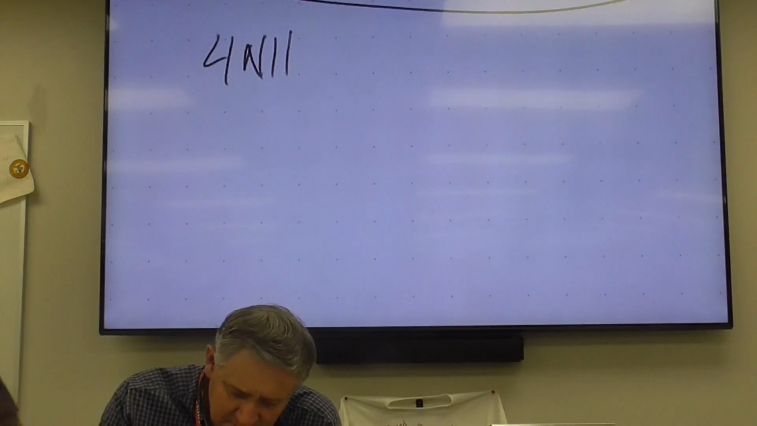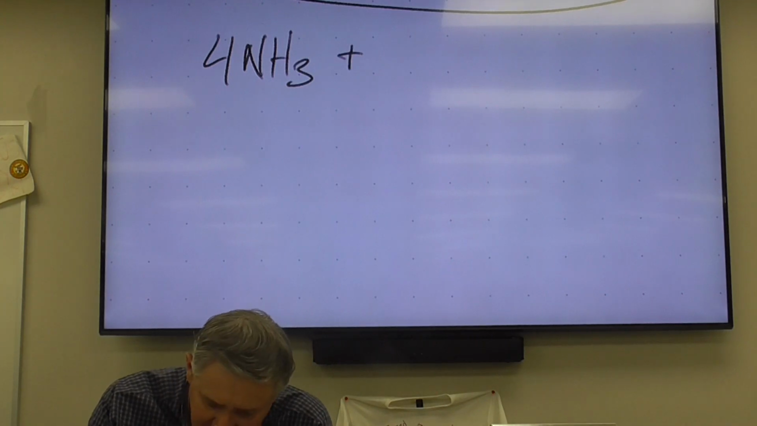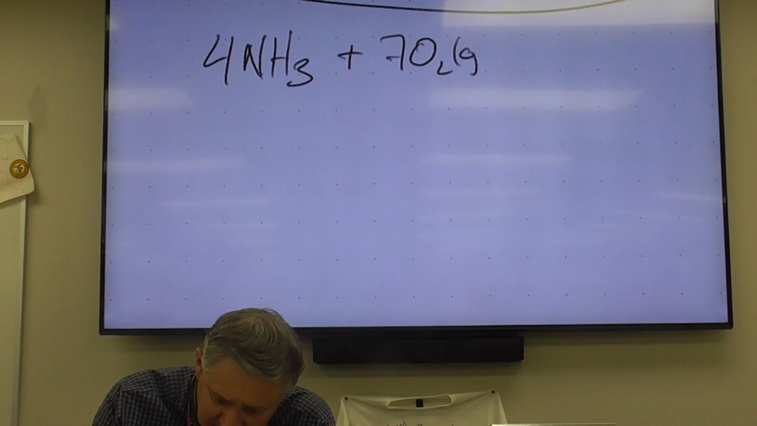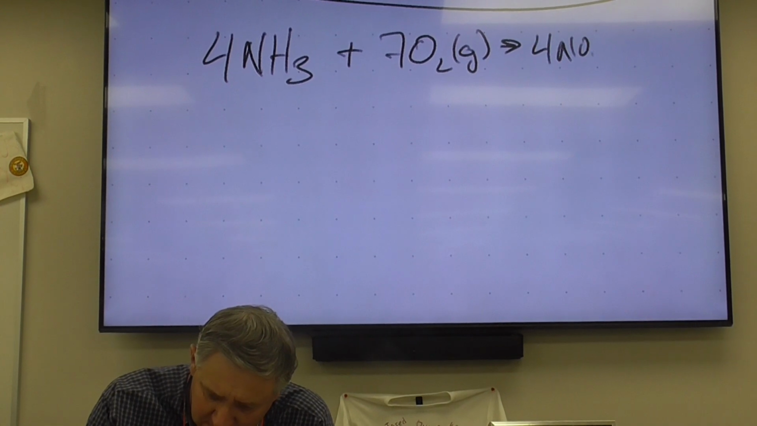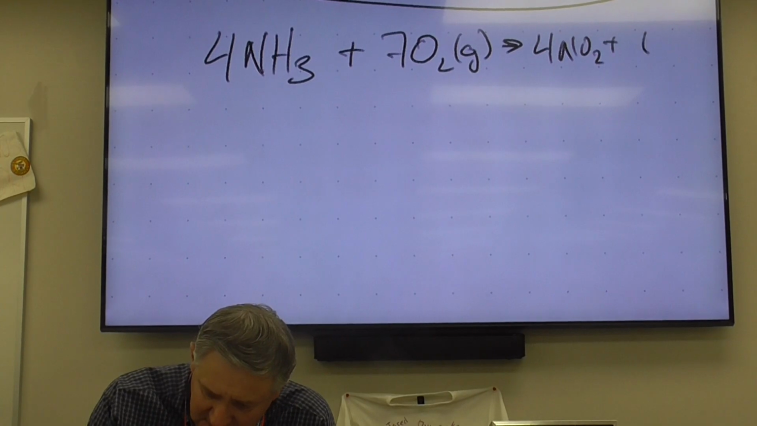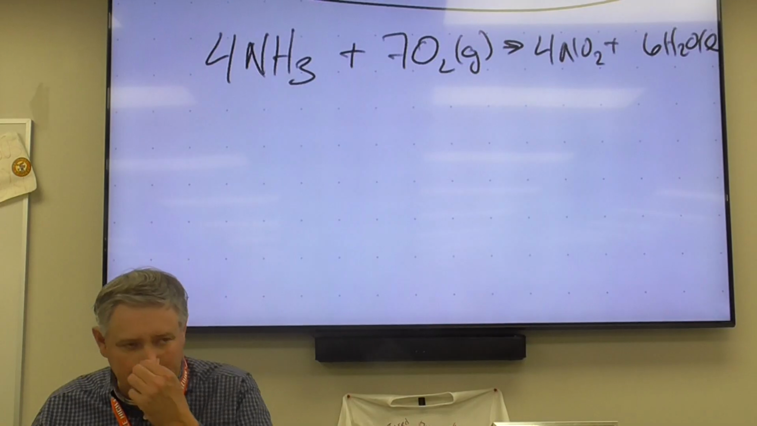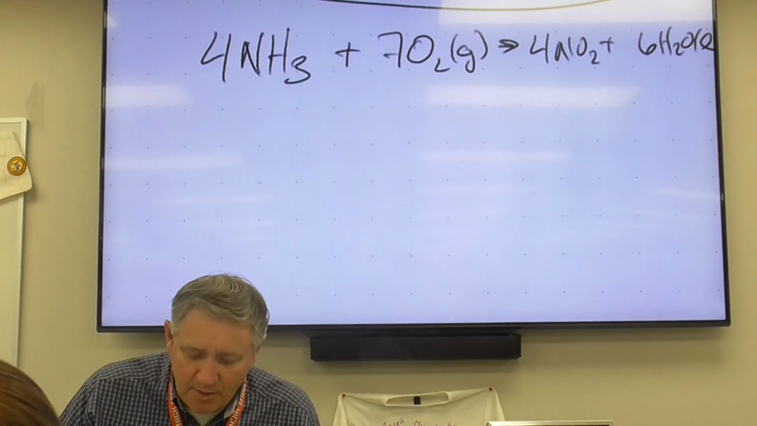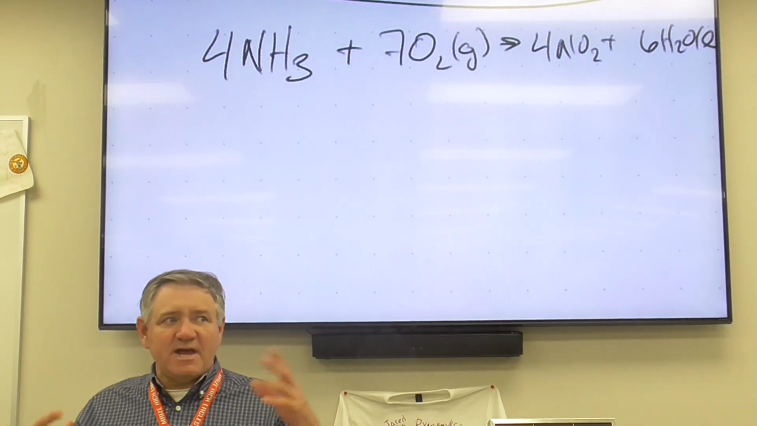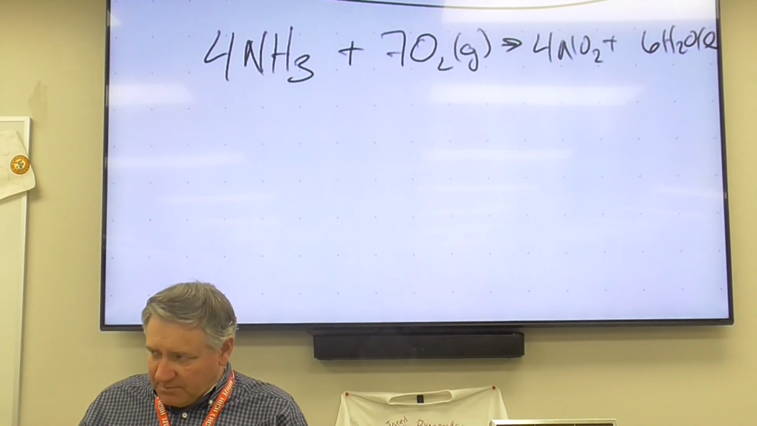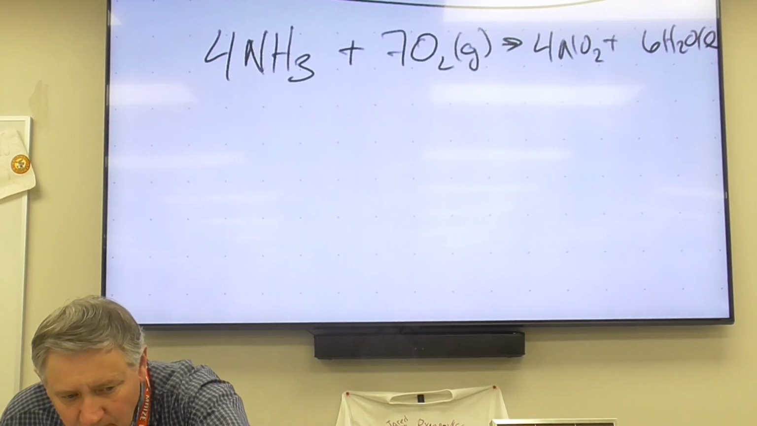So what we're going to look at is ammonia reacting with 7 O2 as a gas to produce 4 NO2 plus 6 waters as a liquid. Okay, so here's going to be the reaction. And what we're going to try and figure out at the end of the day is, is this reaction endothermic or exothermic? Now, let me give you a visual.